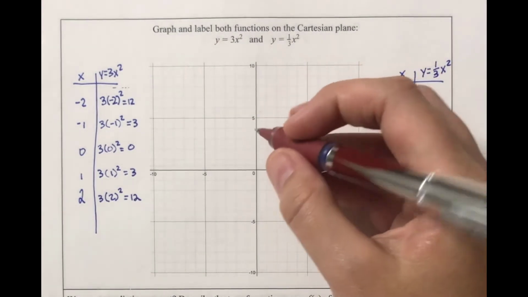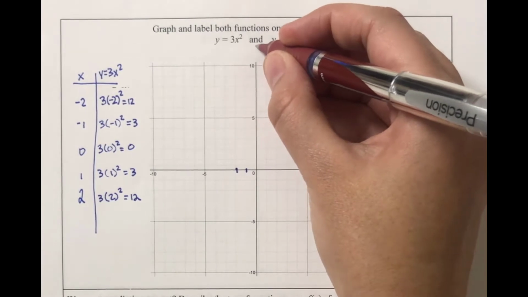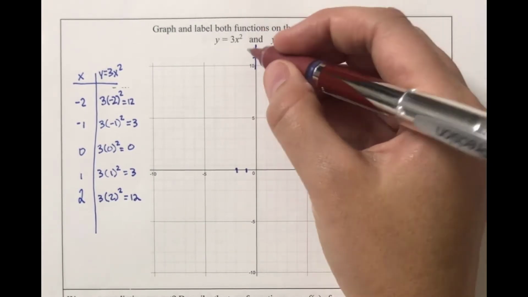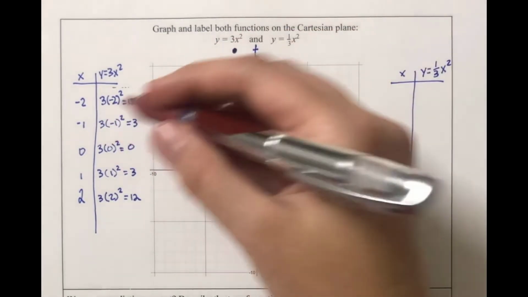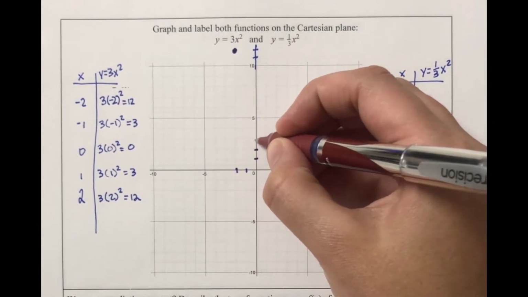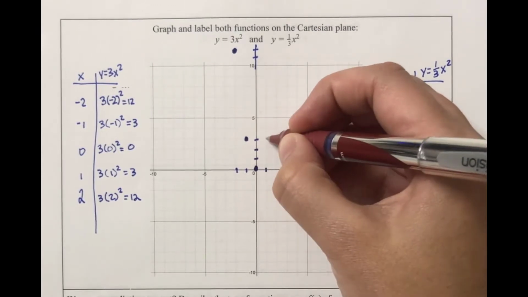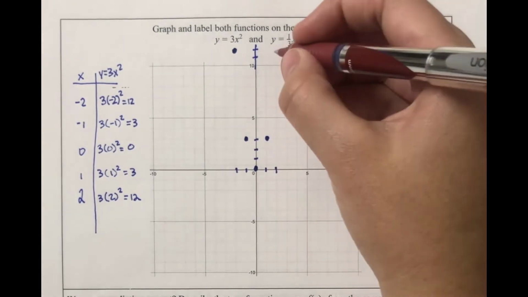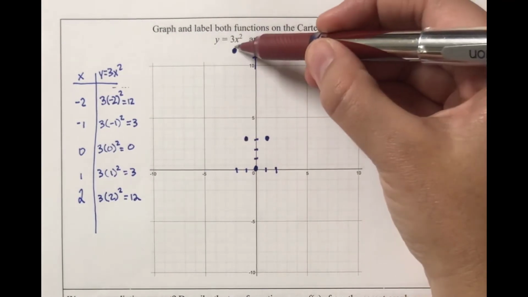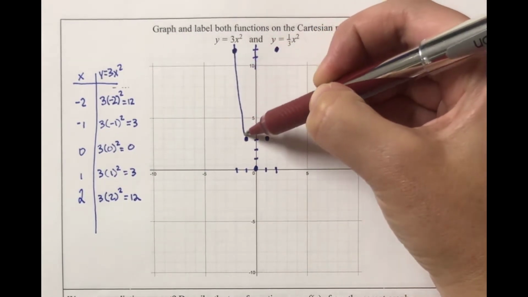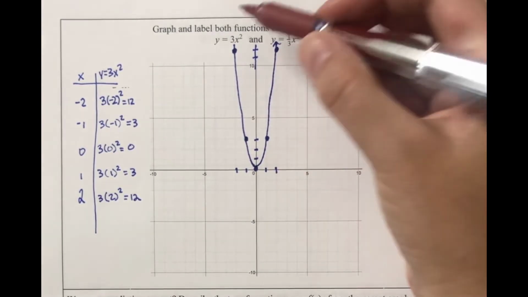Okay, let's plot these points. Negative 2, comma 12. 12 is a little bit off of this grid, but we can still plot that up there. Negative 1 goes up to 3, then 0, 0, then 1, comma 3, and then 2, comma way up here at 12. It's still x squared, so it is still a parabola shape. Let's try to draw this. And there it is. This is 3 times x squared.